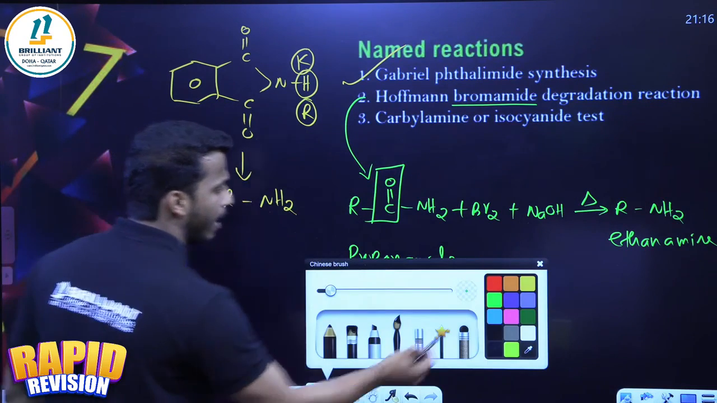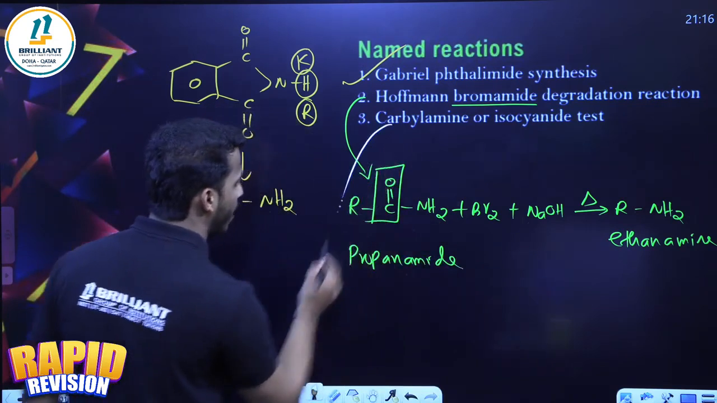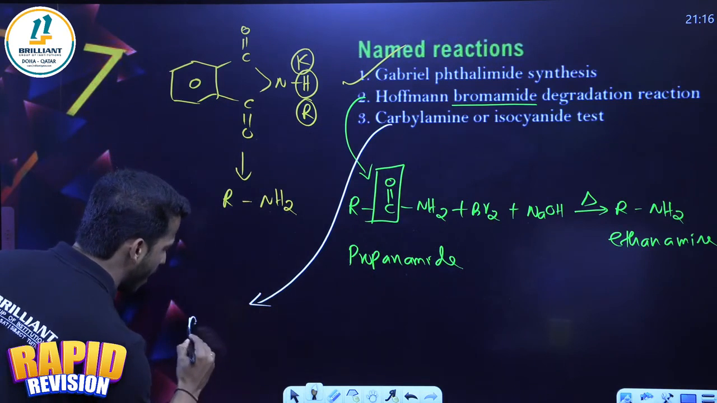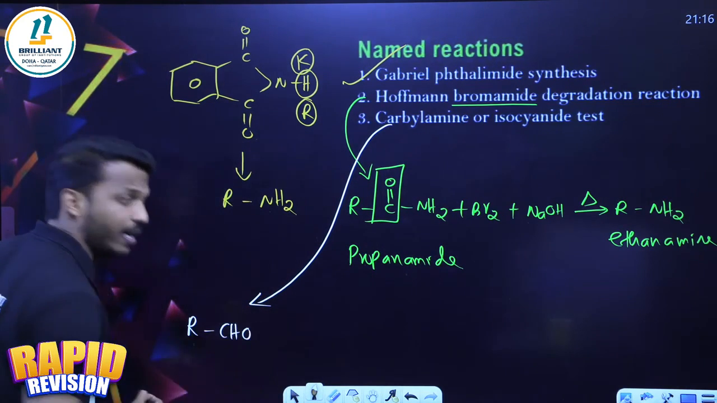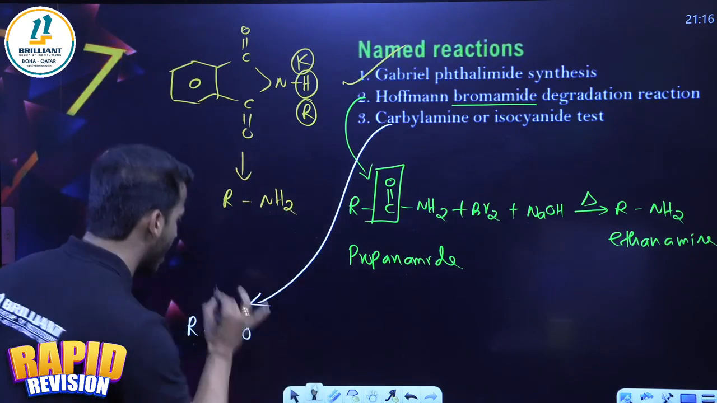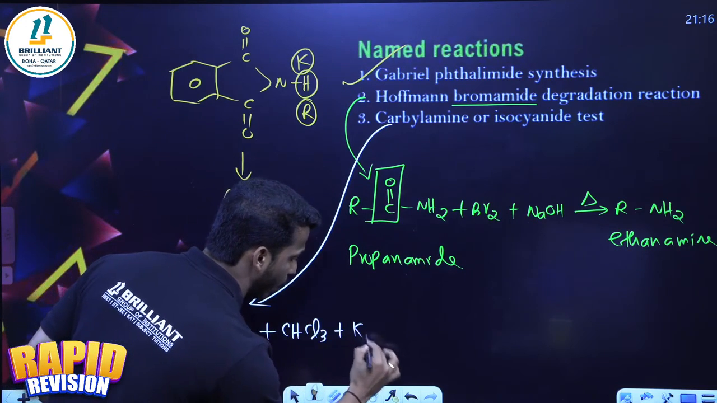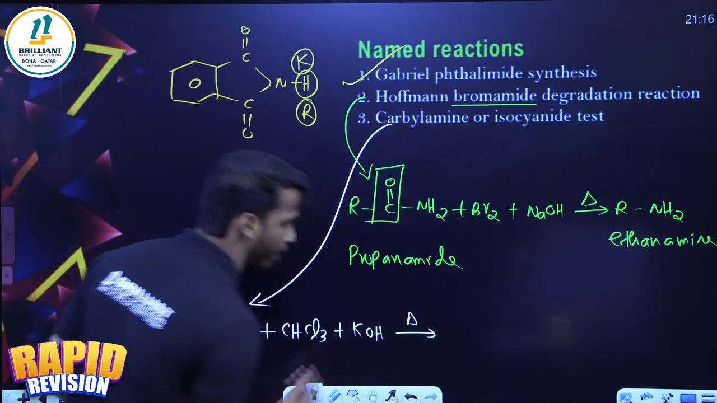And dear all, the carbylamine test is so important. You know, the carbylamine test is given by only primary aliphatic or aromatic amines. This amine we treat with what? Chloroform and KOH on heating. What happened, dear all?